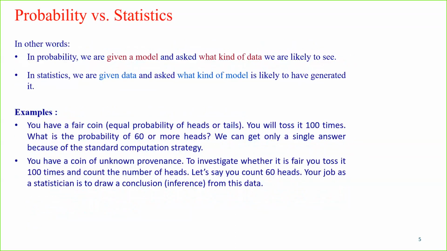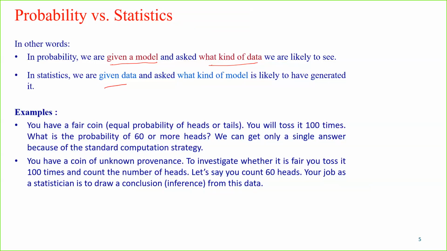So in probability, we are given a model and asked what kind of data we are likely to see. Whereas in case of statistics, we are given data and asked what kind of model is likely to have generated this data. So I can give you one more example here. Let's say you have a fair coin. Fair coin means you know that there is equal probability of getting heads and tails. Now you will toss the coin 100 times, and you're asking questions like what is the probability of 60 or more heads, right? So you will get a single answer because of the standard computation strategy.